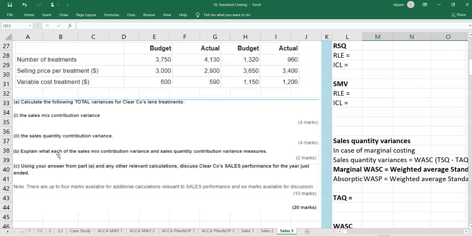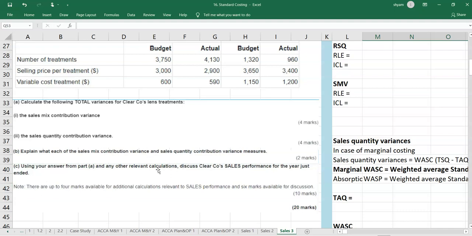I think we have discussed it already. Using your answer from part A, and any other relevant calculations, you can do additional calculations if necessary. Discuss clear course sales performance for the year just ended. They are also saying, note there are up to 4 marks available for additional calculation.